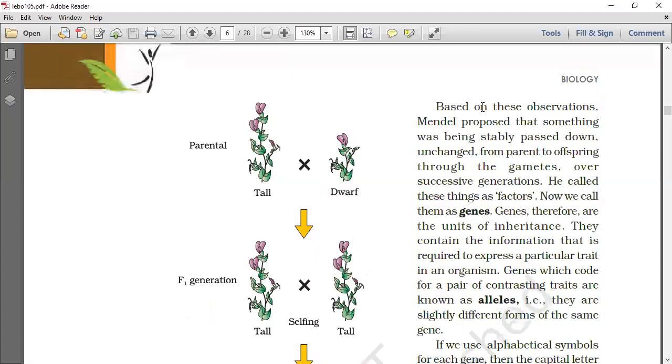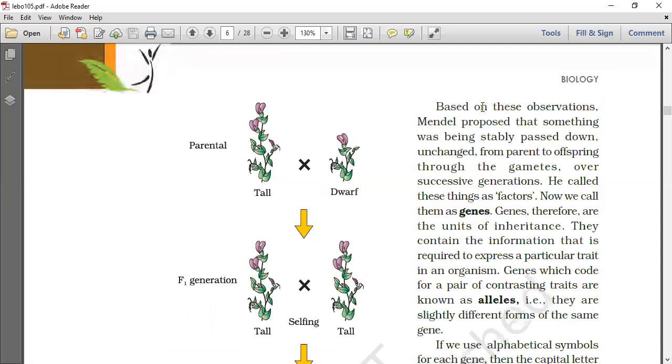Based on this observation, Mendel proposed that something was being stably passed down. Do you remember, Mendel did not know any word like gene. Mendel did not know it actually, because the word gene was proposed by Johansen, not Mendel. At the time of Mendel, it was the beginning of genetics.